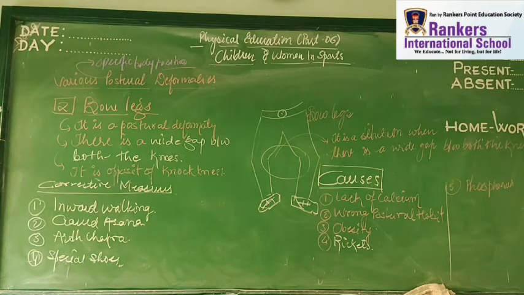So here we need to understand that knock knee is a problem when both the knees strike each other, and bow leg is a problem when there is a wide gap between the knees. Okay, so for bow legs, you do inward walking, Garudasana, Ardha Chakrasana, and special shoes should be worn so that this kind of postural deformity can be cured.